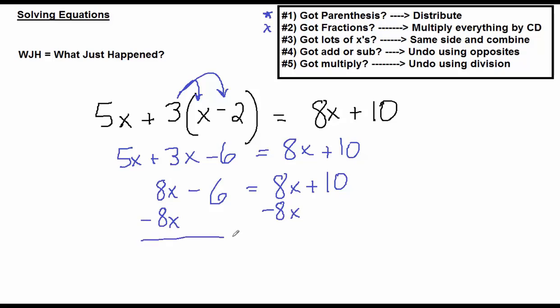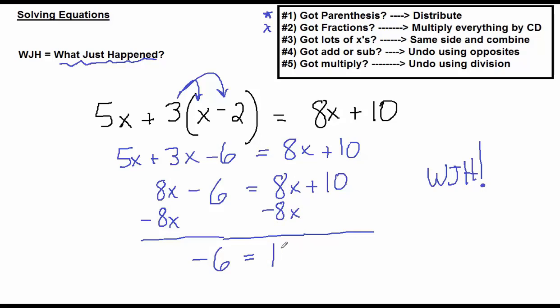But something really strange happens. I call it a WJH moment. WJH, the what just happened moment. Take a look. As I do 8x minus 8x, the x's are gone, and all I'm left with is a minus 6. And over here I get 8x minus 8x. Oh no. The x's are gone there as well. And I'm just left with 10. Now this is strange. Does everybody see what just happened? All the x's just canceled themselves out. And I'm left with negative 6 equals 10.